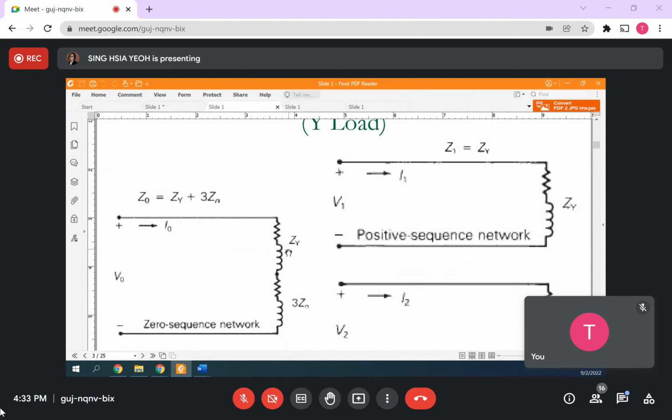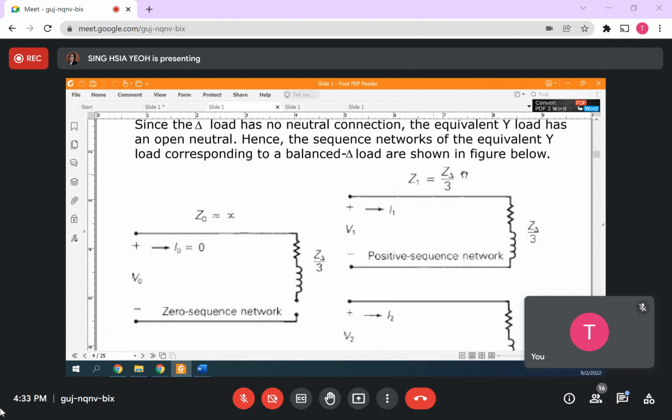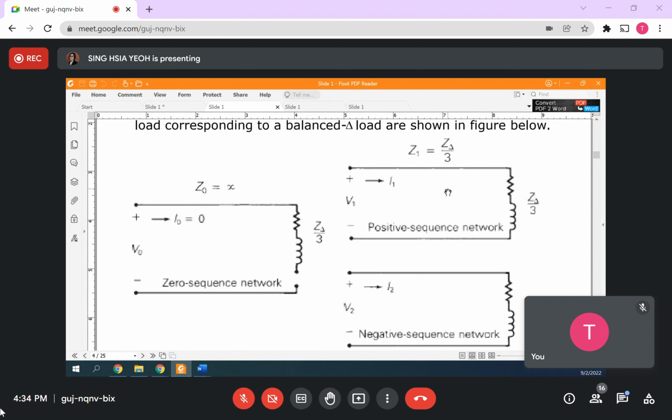This is ZY, the load impedance. Then this is 3 times the Z neutral; the neutral impedance times 3 is here. For the delta load, you don't have a neutral line, so that's why it is open here. So the zero sequence will be open for the delta load. And again, the same: the Y load is the delta load divided by 3.